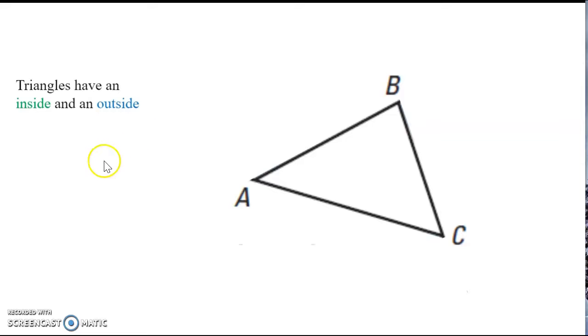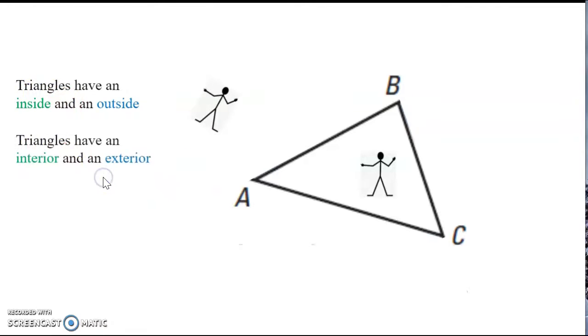So where we left off, we did some problems about triangle angle sum. Now we are going to be talking about a new theorem, and it's called the exterior angle theorem. To get there, triangles have an inside and outside. Have a guess: what do you think will be the word that would describe inside? Interior. Outside will be exterior.